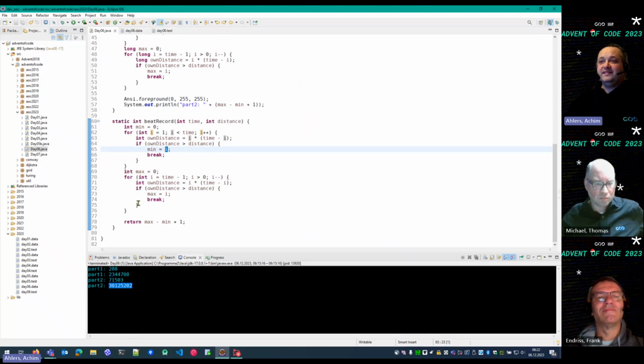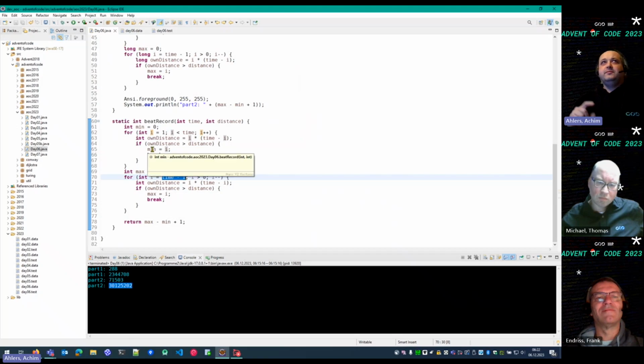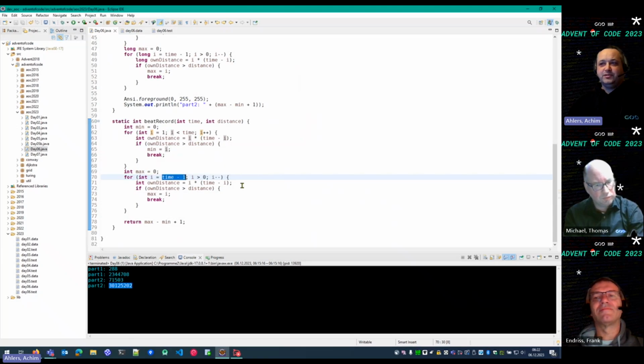And I do the very same, starting from a maximum time, moving into the other direction. So I get the minimum. So minimum gives me the minimum amount of button pushing that allows me to beat the record. And max gives me the maximum amount of button pushing that allows me to beat the record.